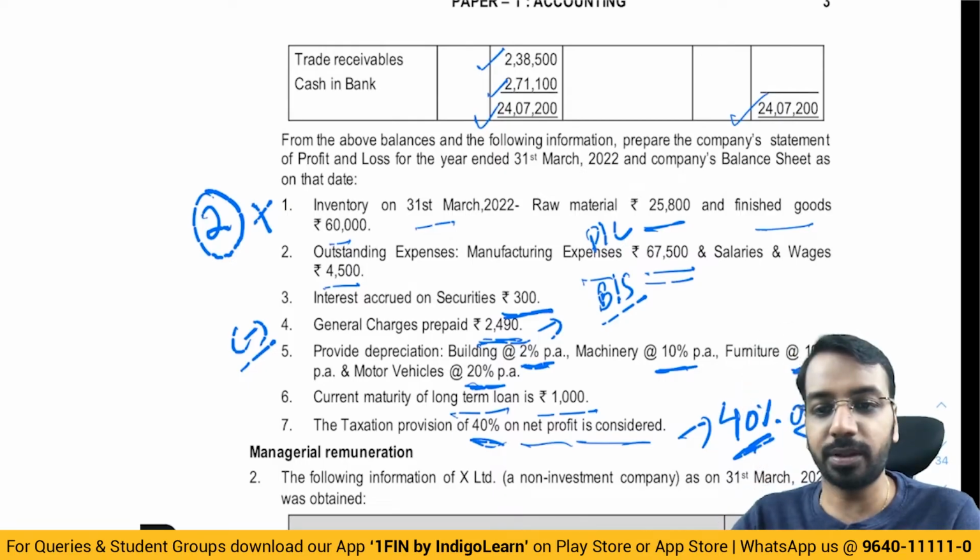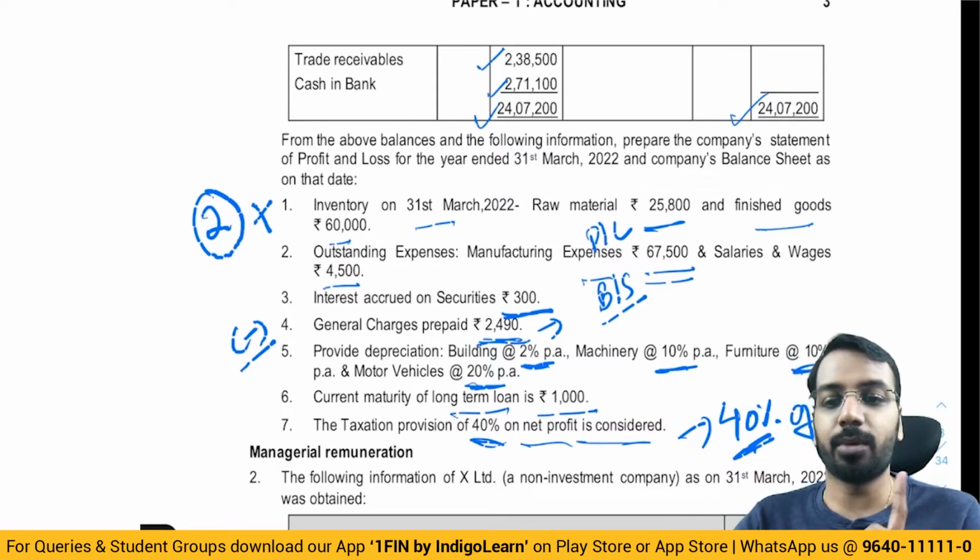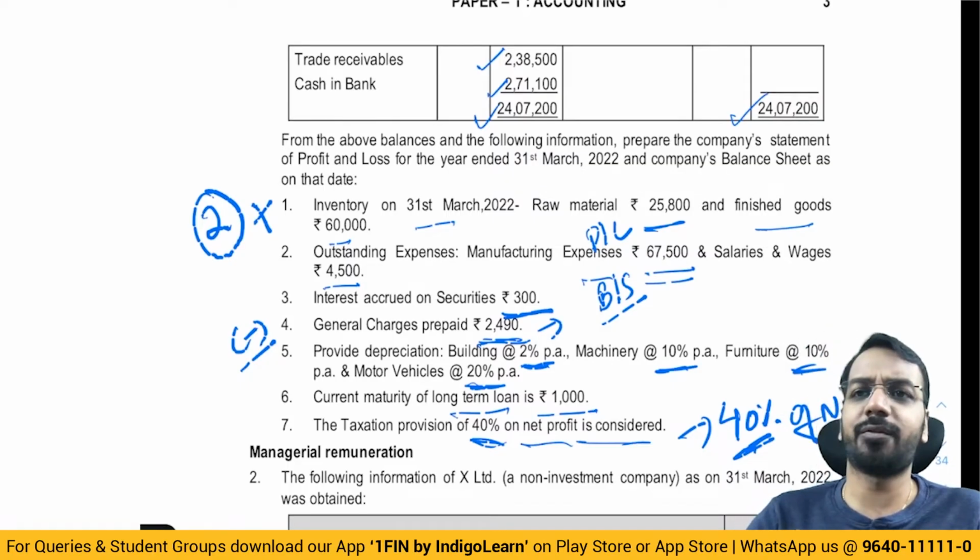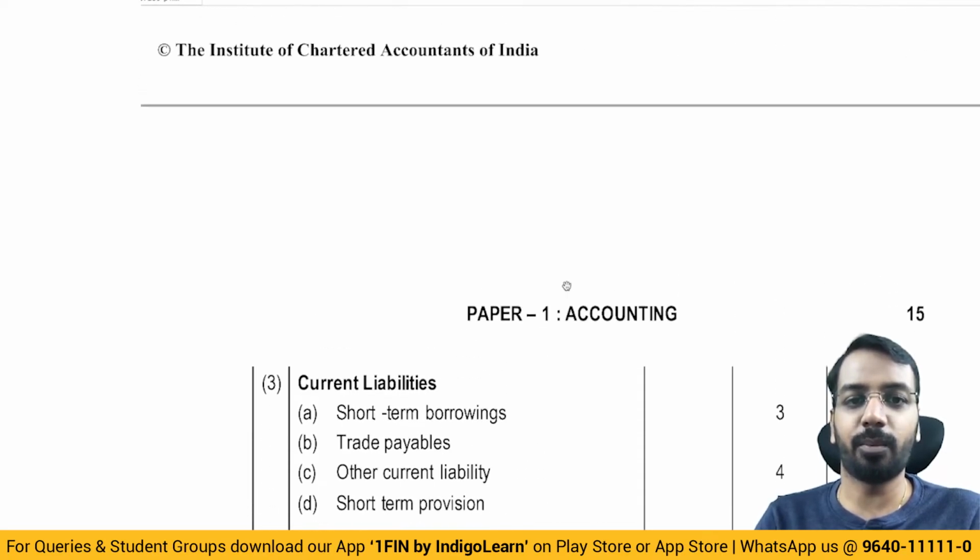So with all the adjustments, always remember two-sided impact. Impact number 1 in the P&L, impact number 2 in the balance sheet, right? Simple, straightforward. So we can directly go to the solution. It is easily understandable. There is nothing complicated here.